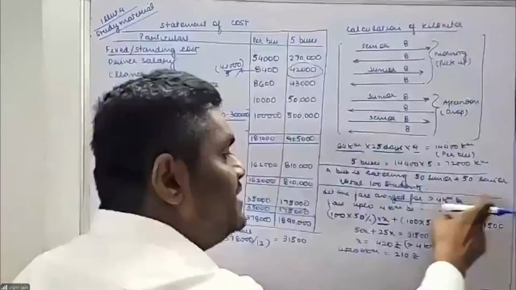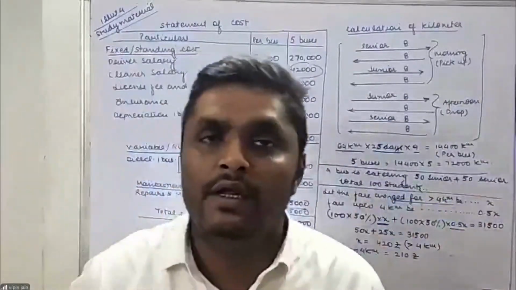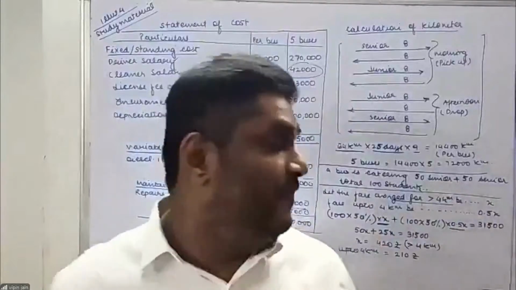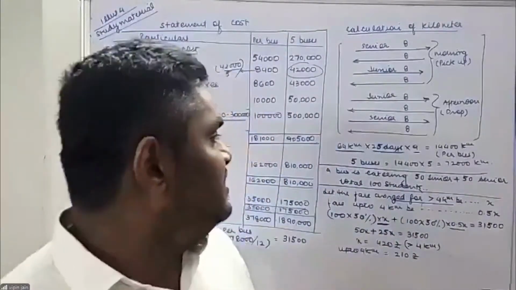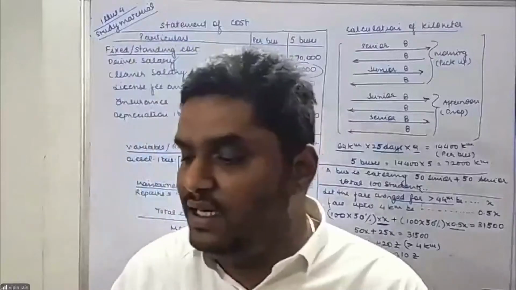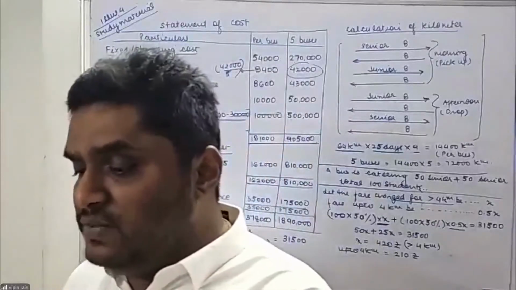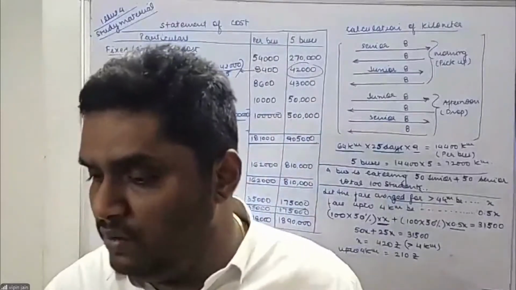And X is assumed for more than 4 kilometers. So for up to 4 kilometers, it will be 50%, so it will be 210. So I hope now this question is clear to all. If you have any doubts or queries, please post your query. So query time now.